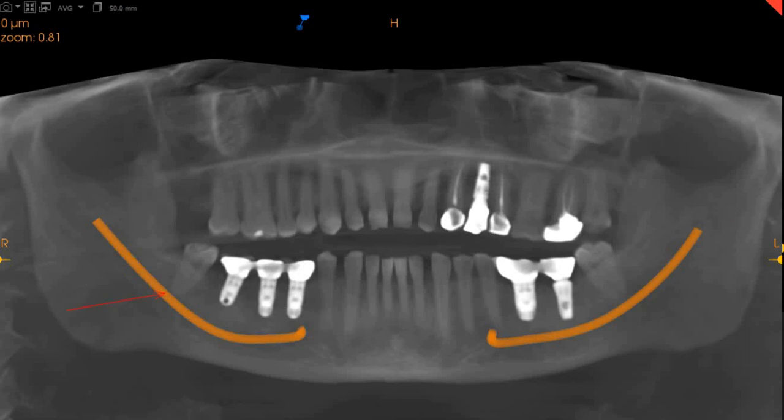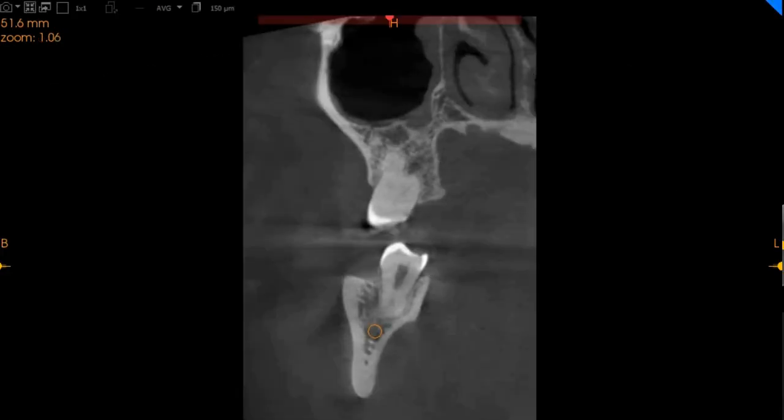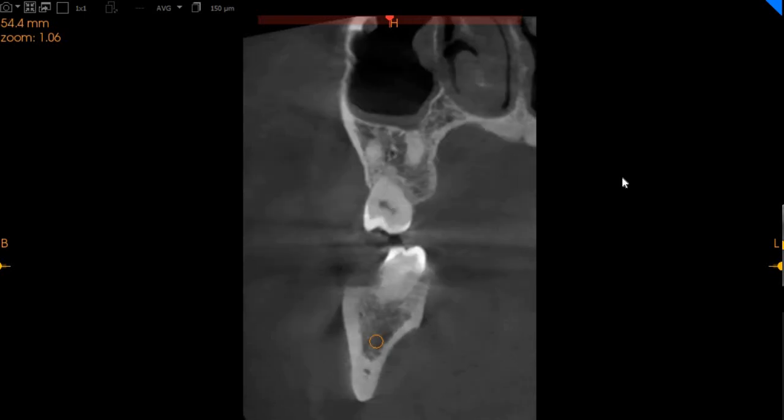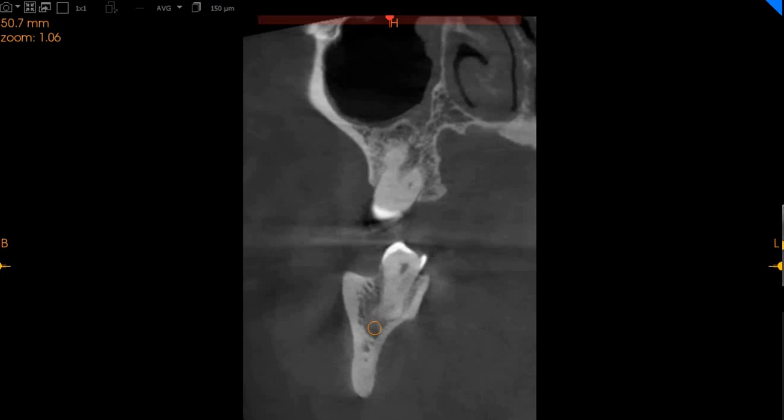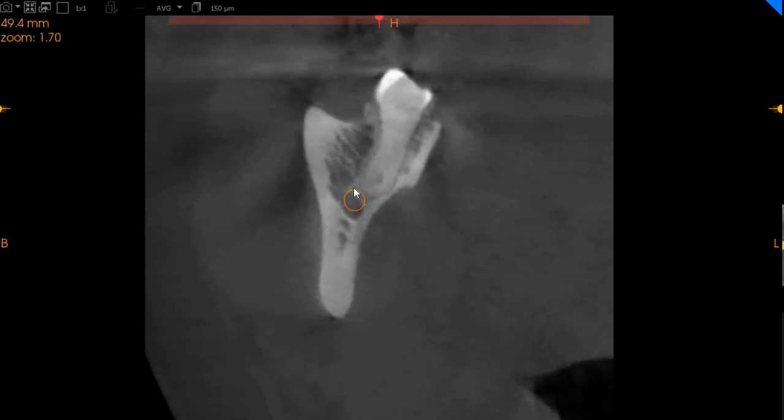lower right wisdom tooth. On the transaxial view, which is basically the proximal view, this is the mesial aspect of the 8. As we move towards the distal or the middle, you can see that the inferior alveolar nerve is in very close approximation to the wisdom tooth on the lower right hand quadrant.